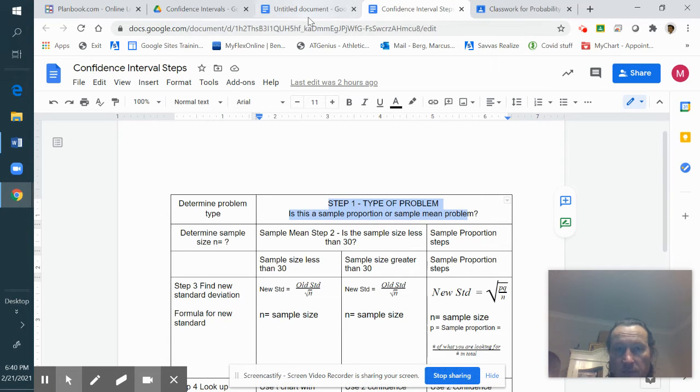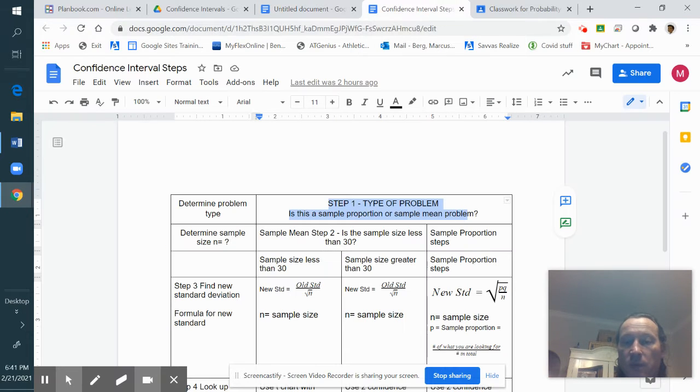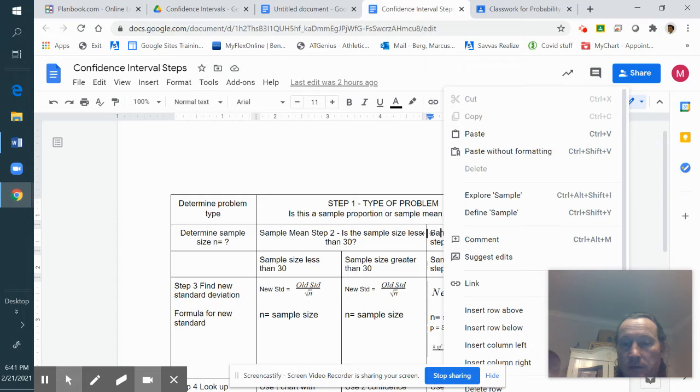So here's my problem. And the first thing we want to do is check what type of problem it is. Step 1. What is the type of problem? Because depending on the type of problem, you're going to do some different things. I read through the problem. It's usually the last sentence where it tells you what kind of interval to construct. A recent survey of 400 American adults who live in New Jersey reported that 36% believe traffic congestion is a serious problem. Construct a 99% confidence interval for the proportion. There's the word I was looking for. Proportion of adults that live in New Jersey who believe that traffic is a serious problem. So step 1, the type of problem will be a sample proportion. So we're going to follow along in the table where it says sample proportion.